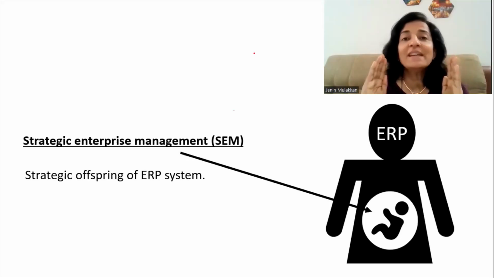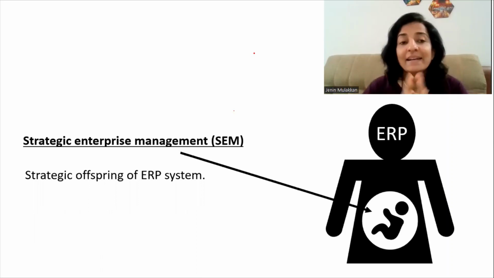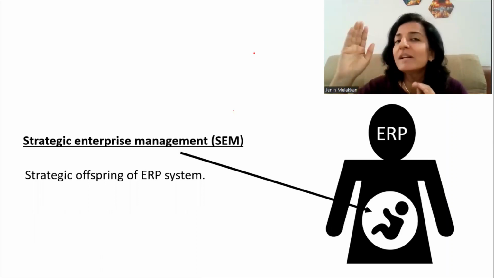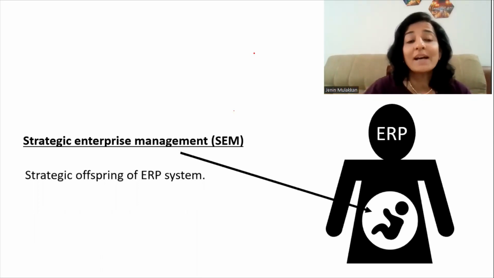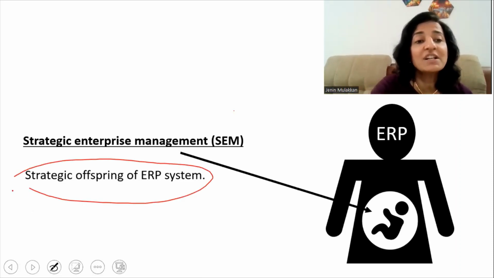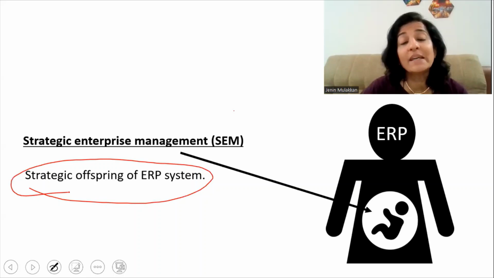Now, if ERP is considered as a mother, then the baby is strategic enterprise management. But please don't write mother and baby for the exam. This is just a representational picture. What you have to write is strategic enterprise management is the strategic offspring of ERP system.